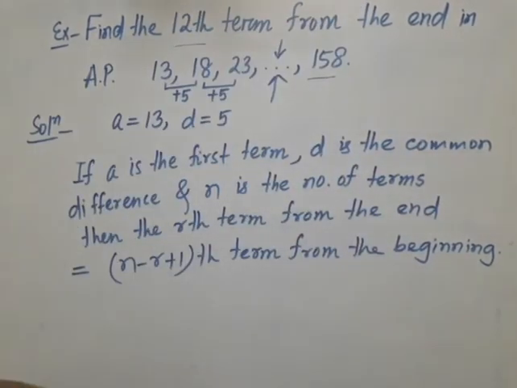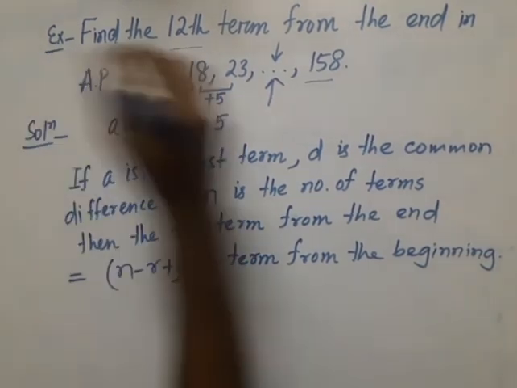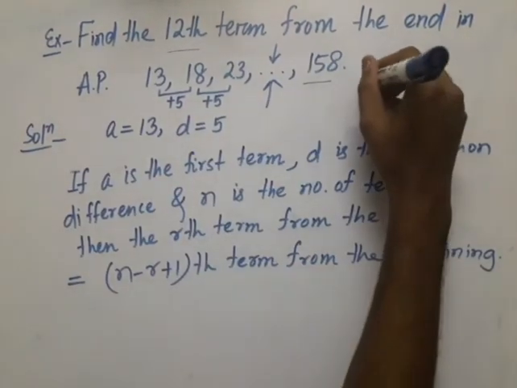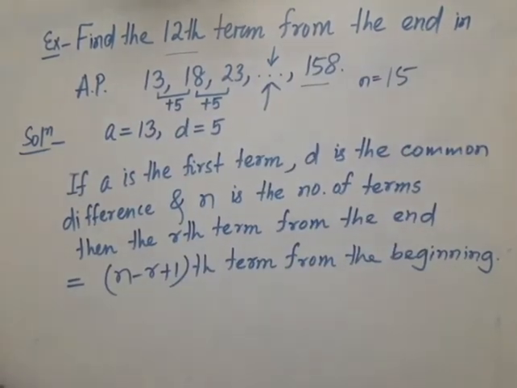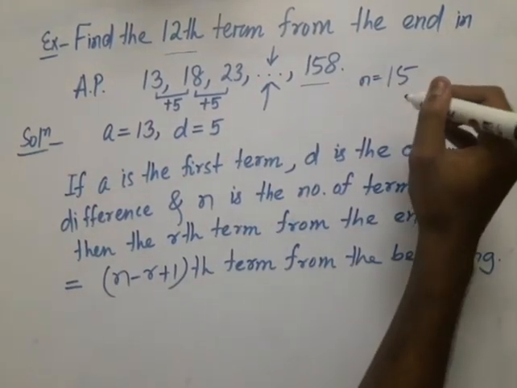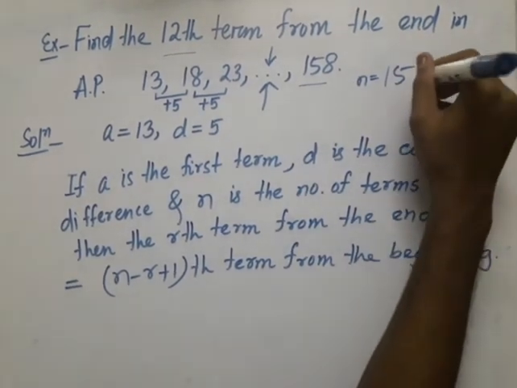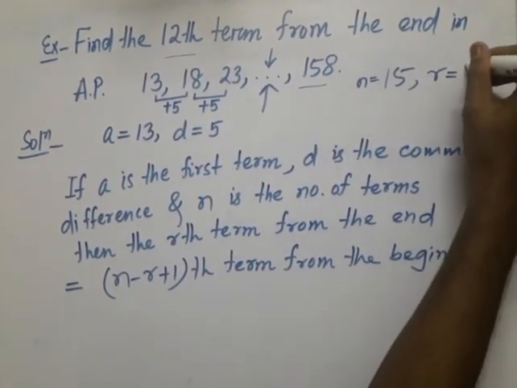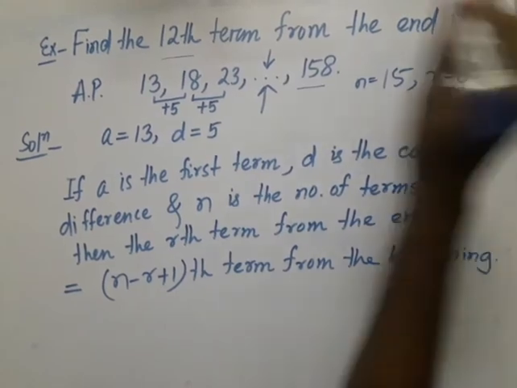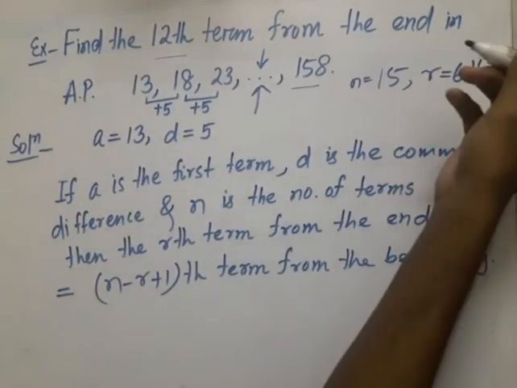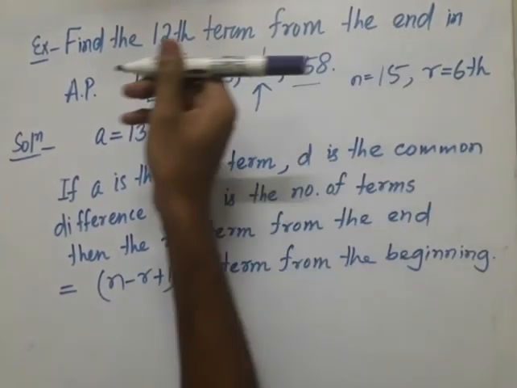Okay, that means if we say there are 15 terms in this, when n is equal to 15, what will be the term from the beginning? That will be the 6th term from the end. Okay, here r is equal to 6. That means from the back of the series.